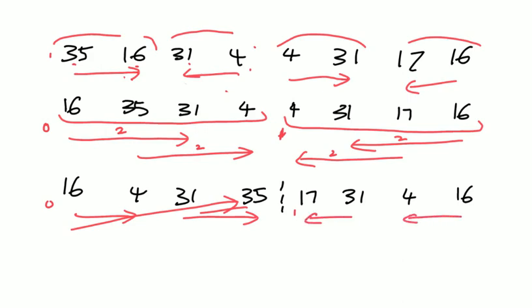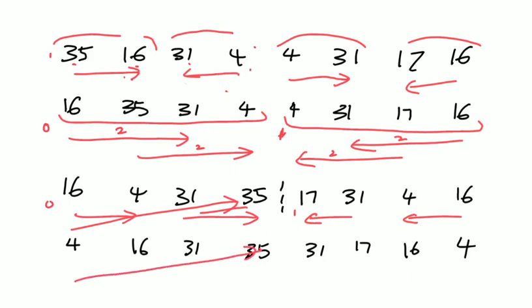So what do we have now? 16 and 4 we do a swap. 31 and 35, we maintain. 17 and 31 we do a swap. 4 and 16 we do a swap. Now this is a Bitonic sequence, right? This is increasing order and this is in the decreasing order.